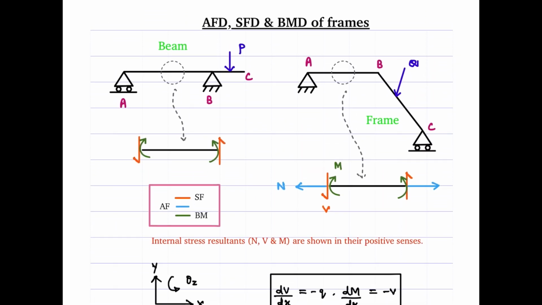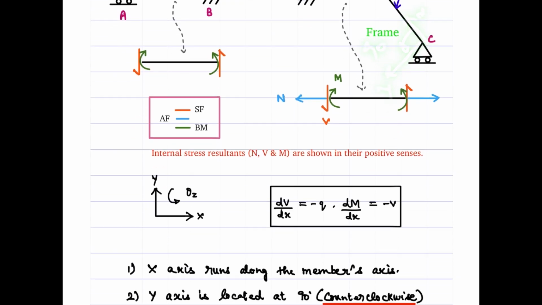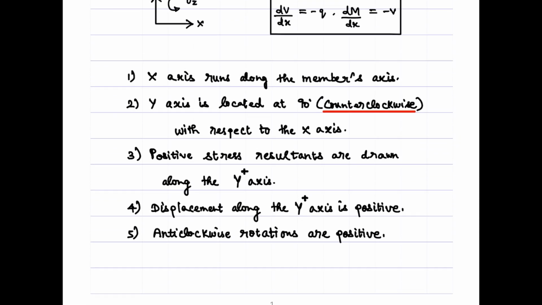That means if I take this member and if I say this is my x-axis, then my y-axis can't be this, okay? Because it is located 90° clockwise, right? So which one is correct then? If this is my x-axis, then y-axis should be like this, which is located at 90° counterclockwise direction. Fine. That's what this statement says.